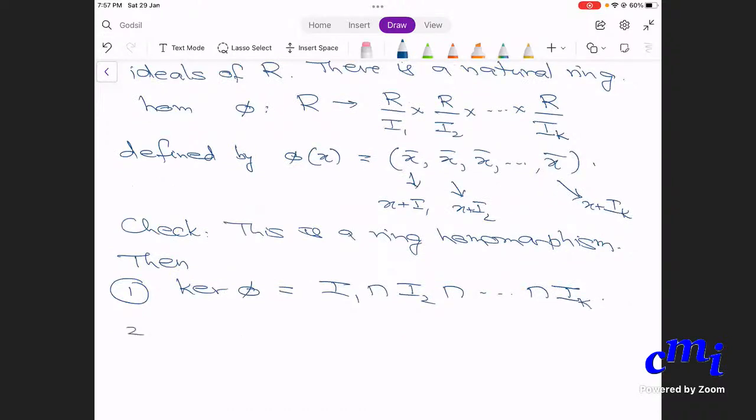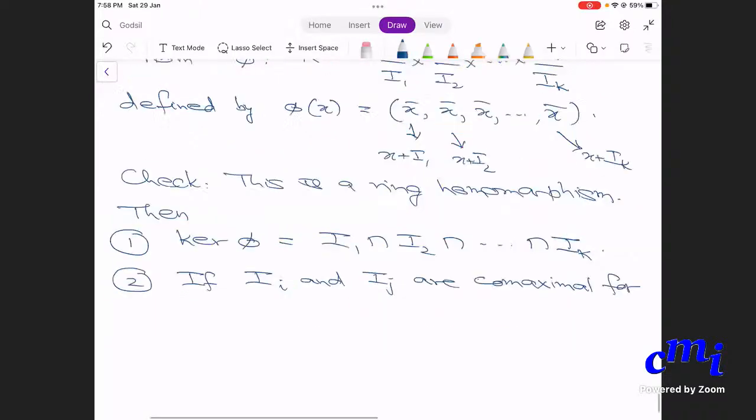Second part says, if I sub i and I sub j are co-maximal for every pair i and j not equal, then the intersection of all of these things is also equal to the product of all of these.